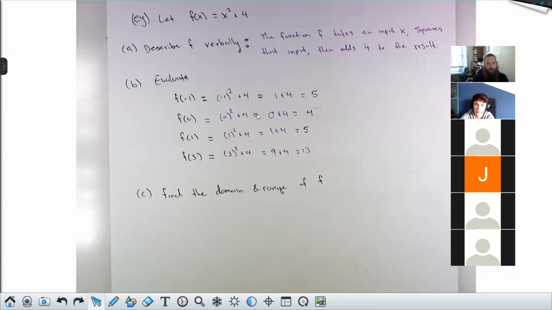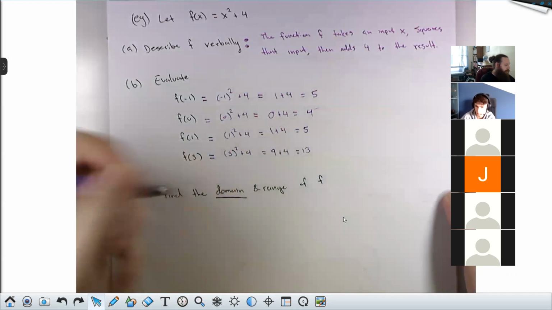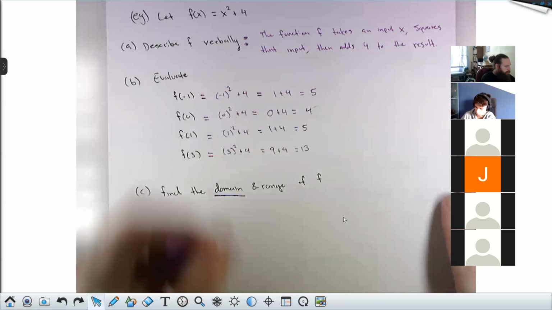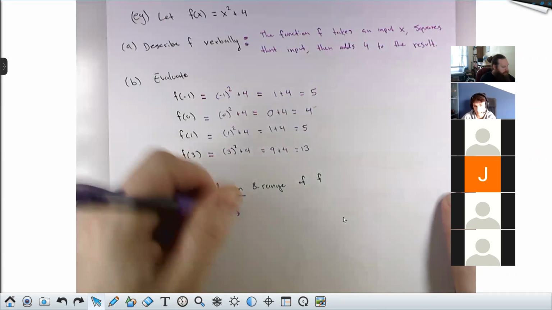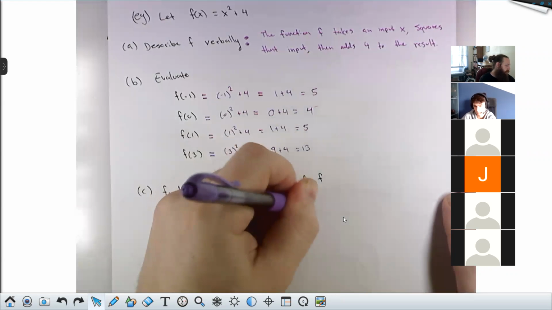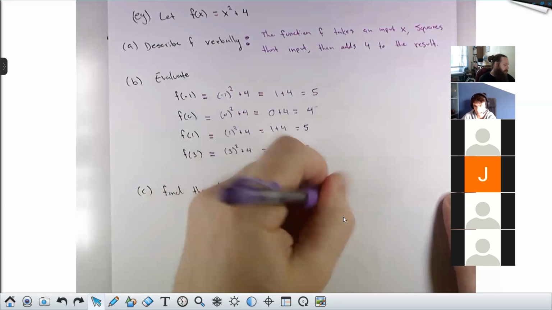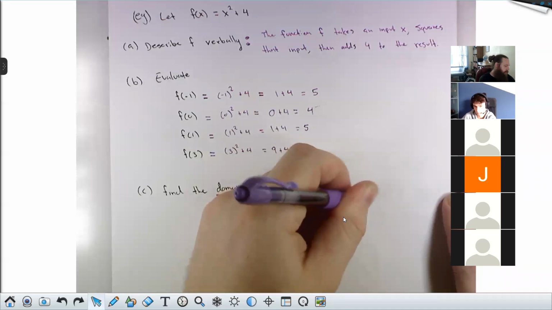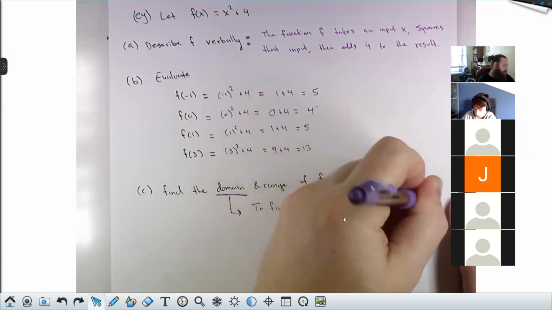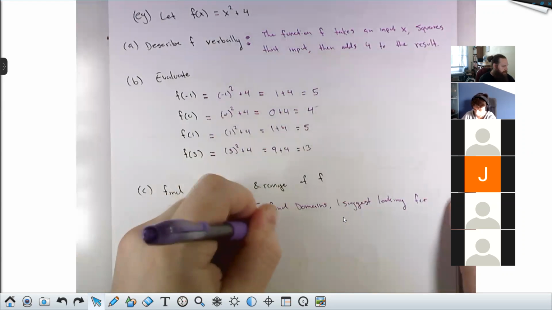All right, this next part is kind of fun. I want to find the domain and range of f. And this gives me an opportunity to talk a little bit about some rules. To find domains, I suggest looking for what I call domain red flags.